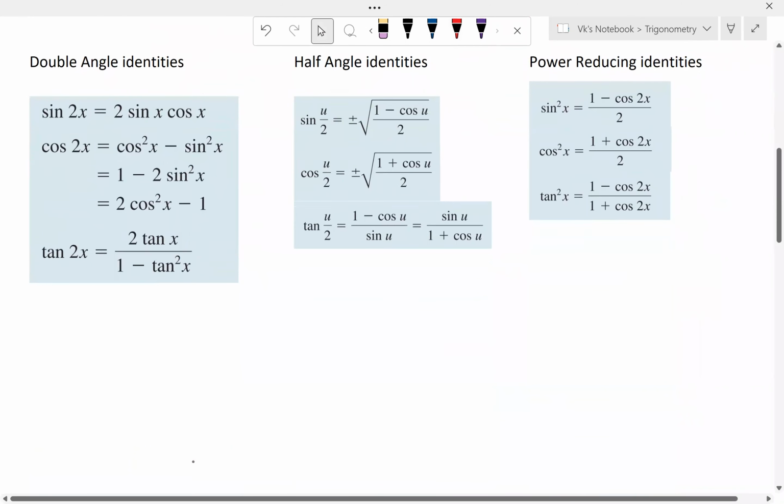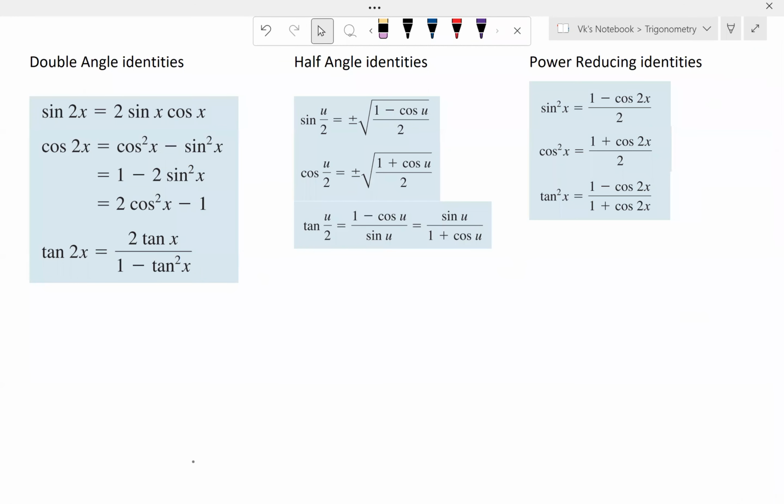There are more. Double angle identities. Sine 2x is equal to 2 sine x cosine x. And cosine 2x is cosine square x minus sine square x. And because cosine square is 1 minus sine square, we can rewrite it as 1 minus 2 sine square x. And notice that sine square is 1 minus cosine square. So that gives us 2 cosine square x minus 1. Tangent 2x is 2 tangent x over 1 minus tangent square x.